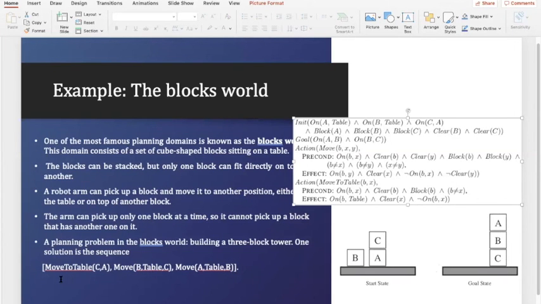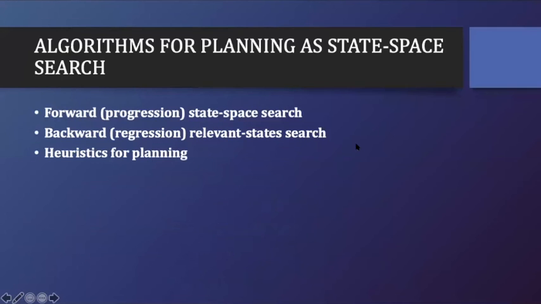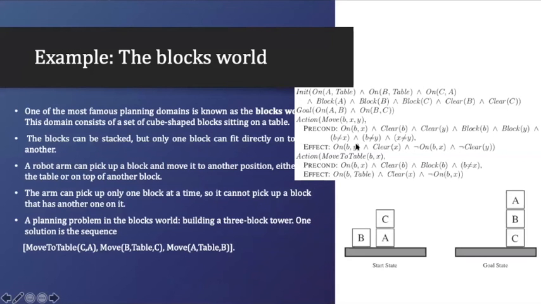So you see the first is move to table C comma A, then move B from table to C, and then what we can do is move A from table to B. So this is how my set of actions are, and this set of actions or sequence of actions is nothing but my plan to reach the goal.